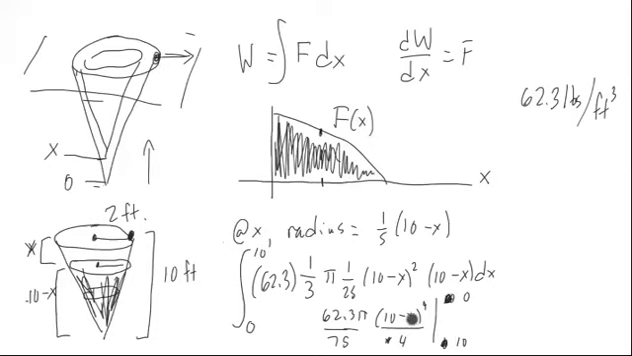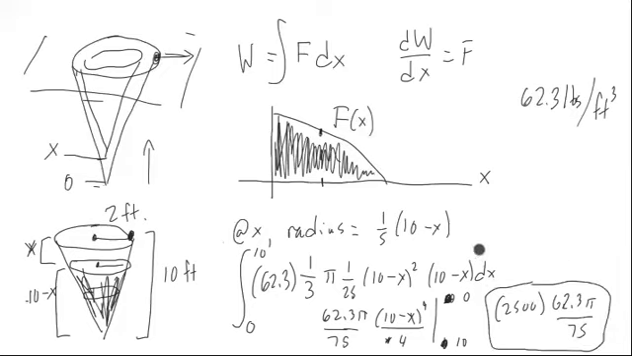Okay, so when I plug in 0, I actually get 10 to the 4th over 4. 10,000 over 4 would be 2,500. And then if I plug in 10, I just get 0. So that bottom part's just 0. So it's really just 2,500 multiplied by 62.3 pi over 75. So that is the total amount of work done using this particular method.